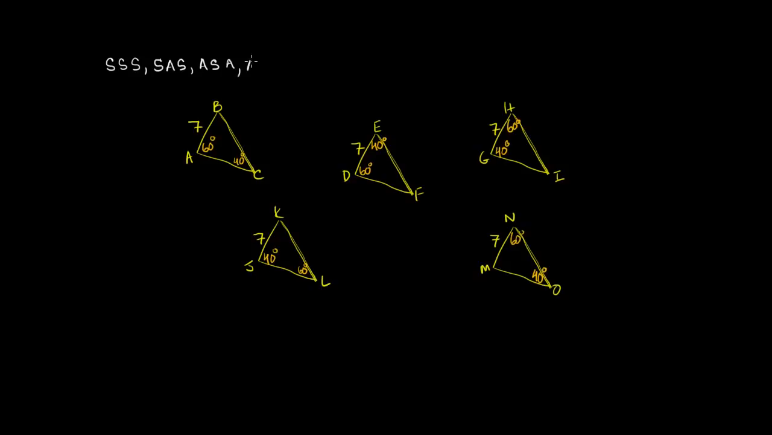And then finally, if we have an angle and then another angle and then a side, then that is also, any of these imply congruency, or congruent triangles. So let's see what we can figure out right over here for these triangles.